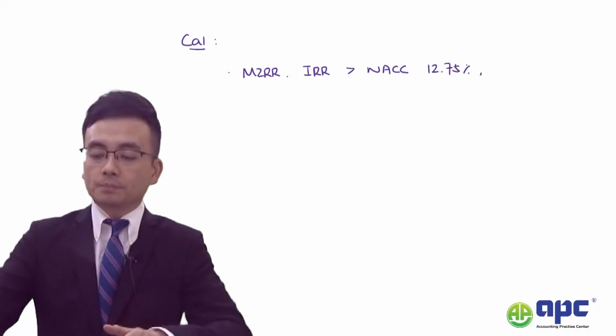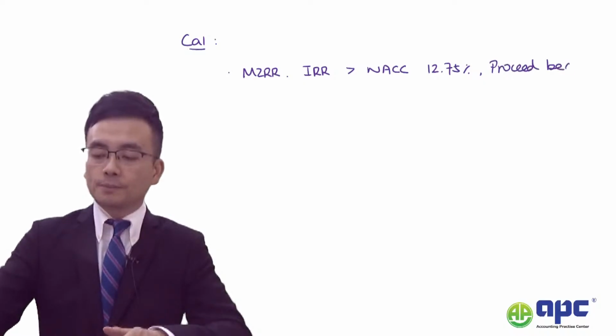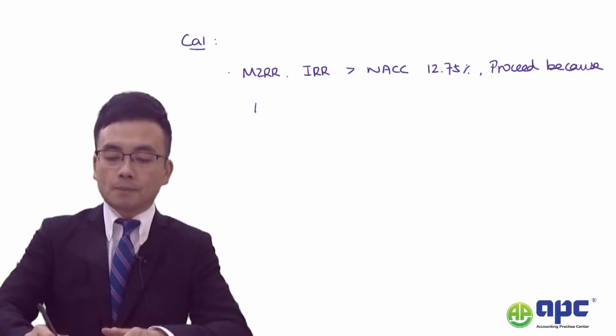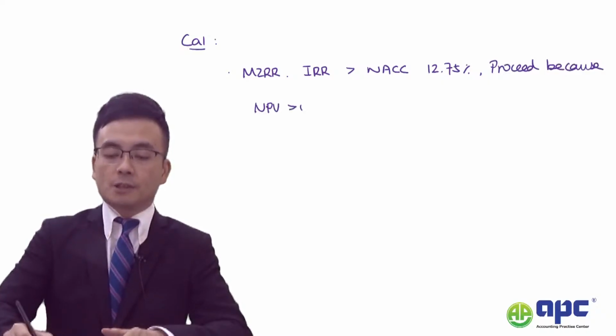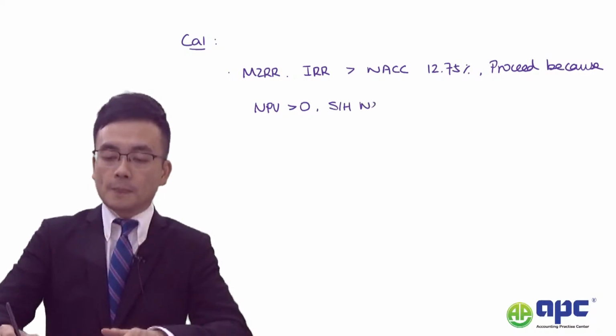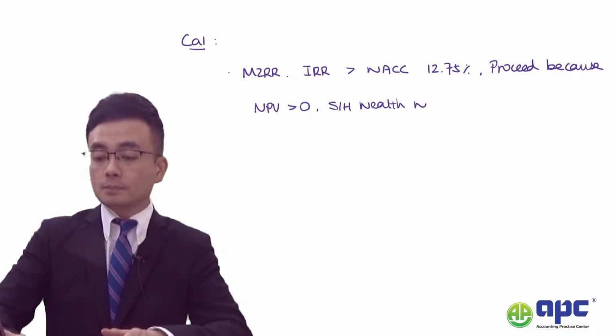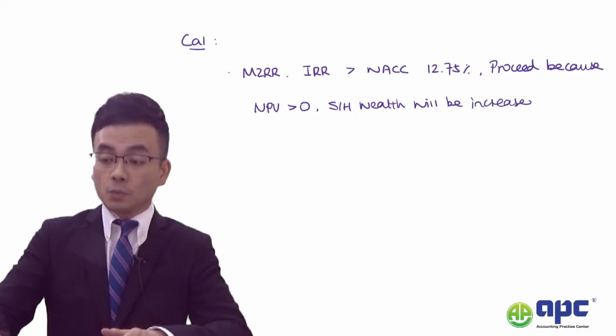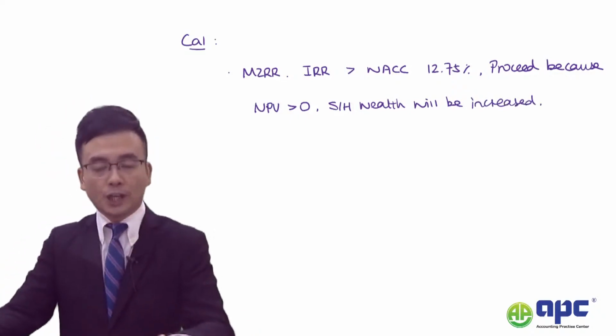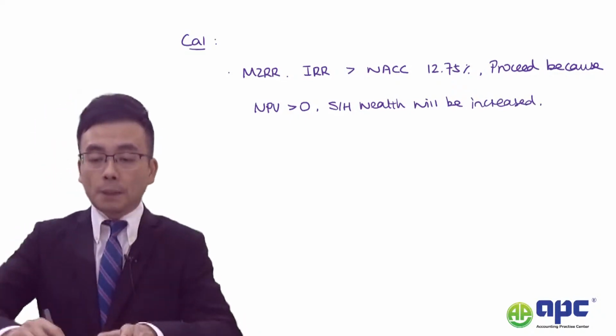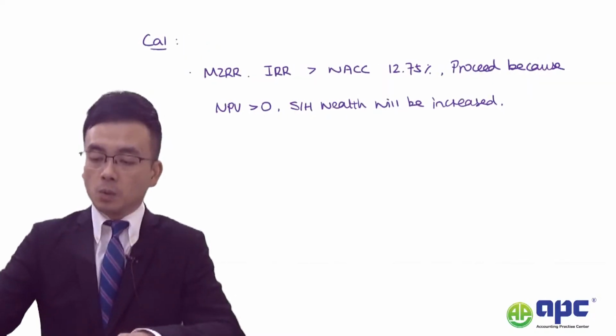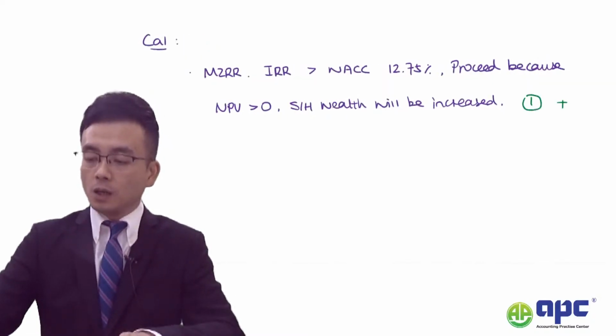So this means that we can proceed with the project because the NPV will be greater than 0, which means shareholders' wealth will be maximised or will be increased, if we were to proceed with the project. Now, by doing this, not only will you get 1 technical mark, but also 1 analysis and evaluation professional mark here.